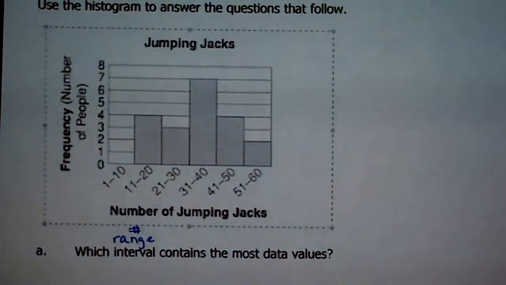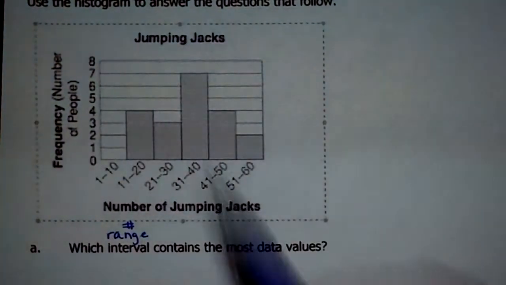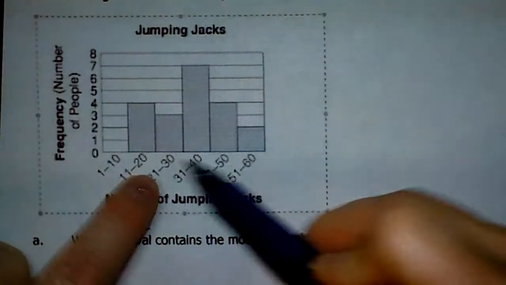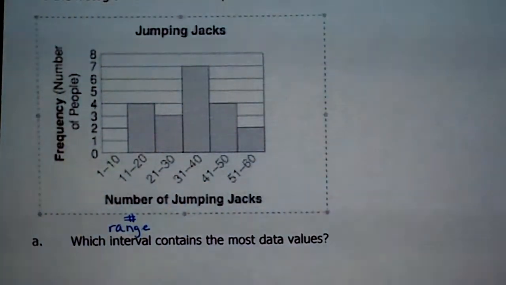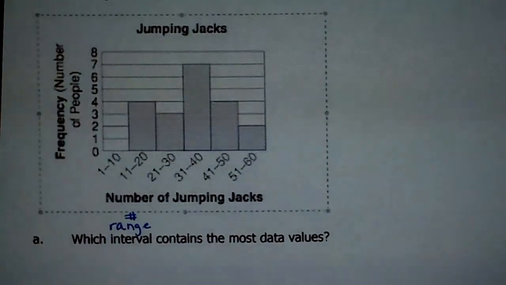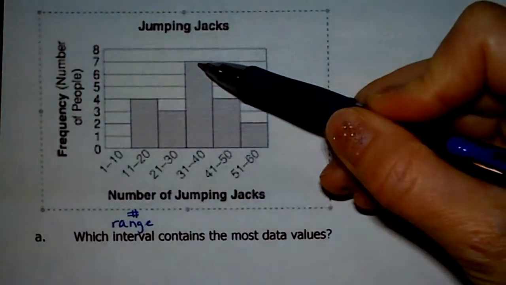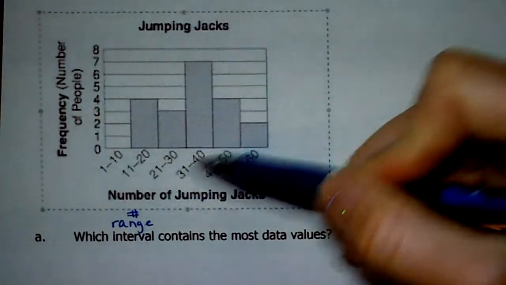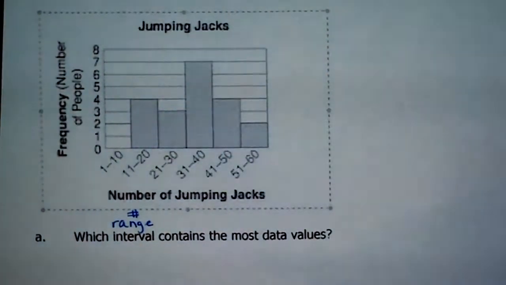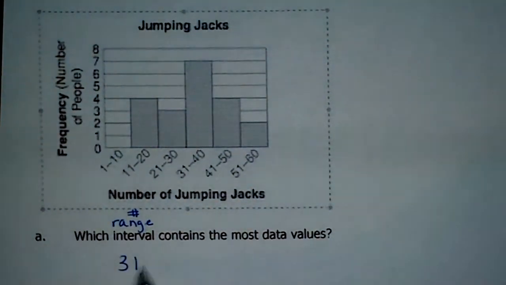That's all that I mean. So the intervals on this would be these number ranges located across the bottom. So all you have to do to figure out which interval contains the most is look for the tallest bar, right? The tallest bar is right here, and I see the interval that goes along with that is 31 to 40. I'm going to go ahead and write that. It's the 31 to 40.